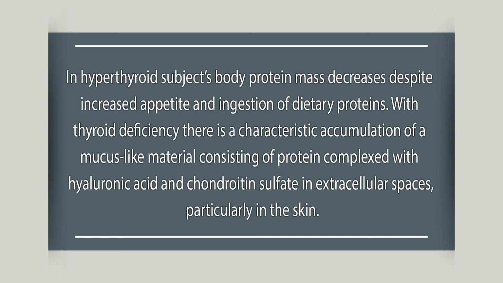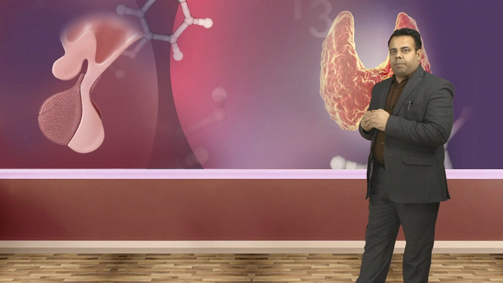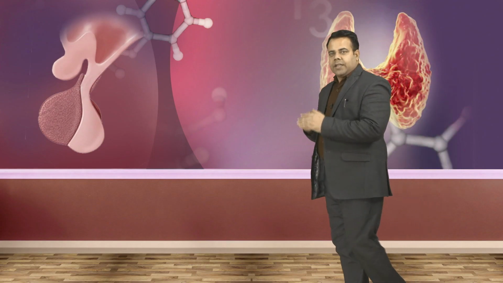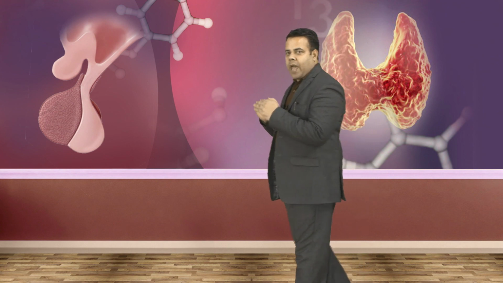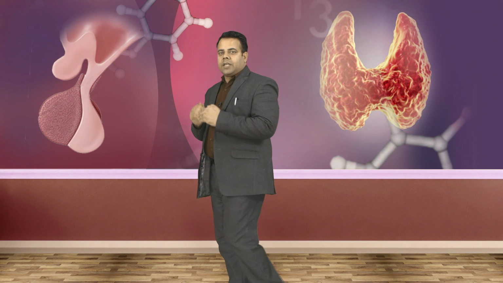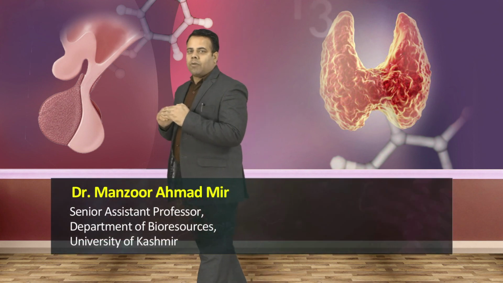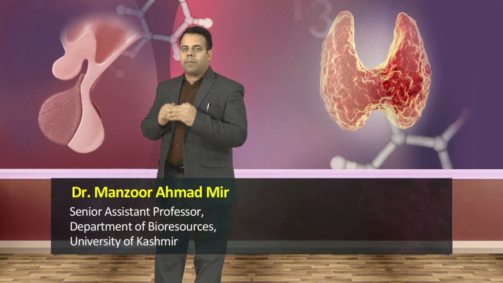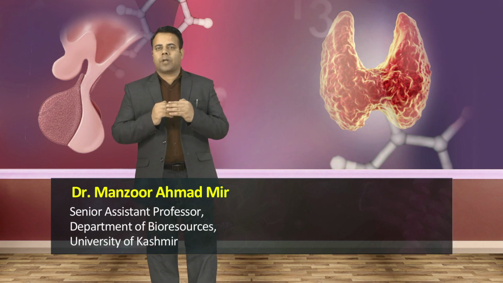With thyroid deficiency, there is a characteristic accumulation of a mucus-like material consisting of protein complexed with hyaluronic acid and chondroitin sulfate in extracellular spaces, particularly in the skin. Because of its osmotic effect, this material causes water to accumulate in these spaces, giving rise to edema typically seen in hypothyroid individuals and to the name myxedema for hypothyroidism.